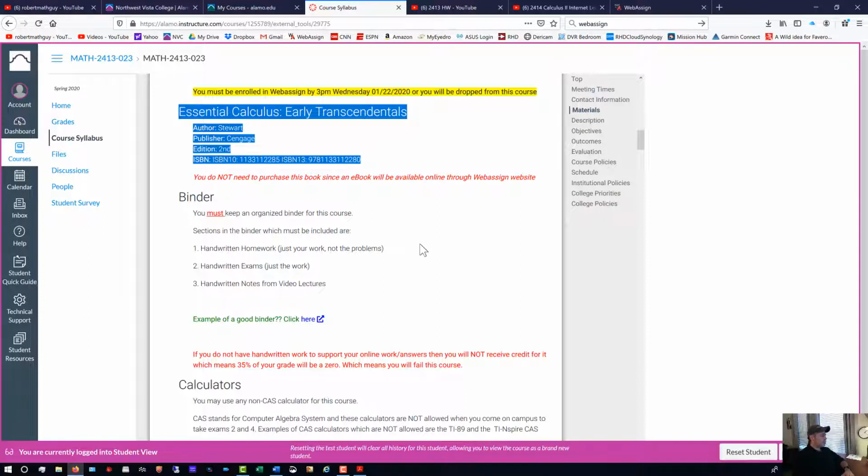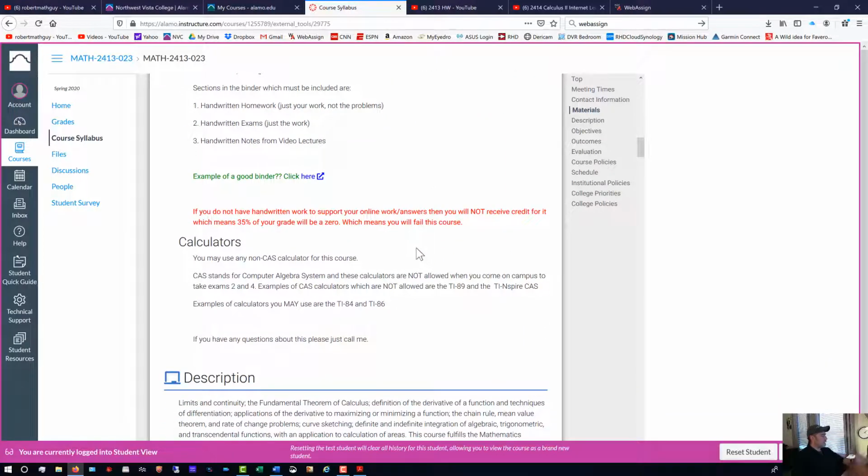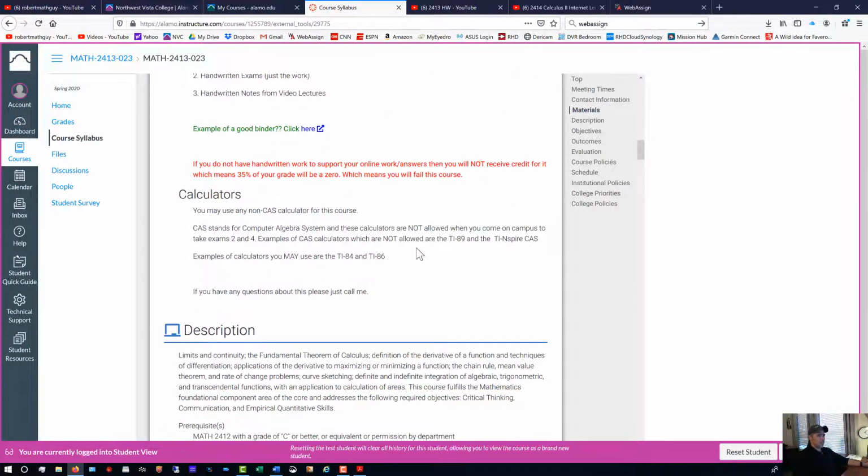All right, so you also, of course, can have a calculator for the class. On the exams you do on campus, you can't use your phone, so you have to have a calculator, but I do have a little stipulation here. You cannot use a computer algebra system calculator. That's like a TI-89, TI-Nspire CAS, any calculator that does what's called algebraic manipulations. So it can factor, it can do derivatives and antiderivatives symbolically.